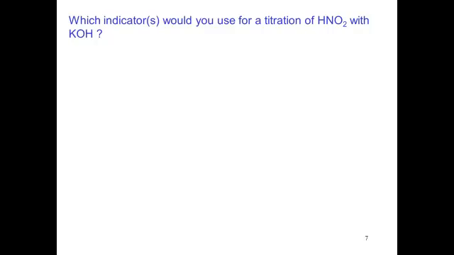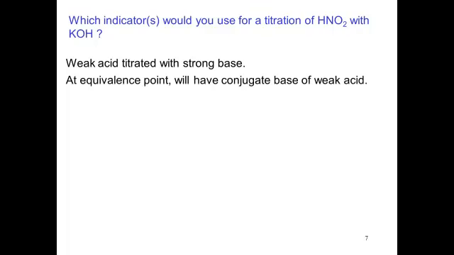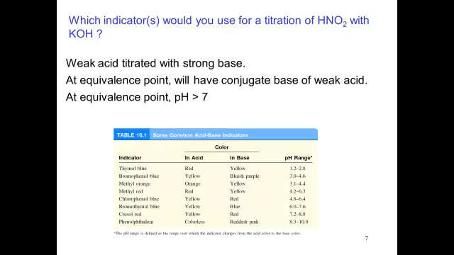Which indicator would you use for titration of HNO2 with potassium hydroxide? It's a weak acid being titrated with a strong base. At the equivalence point, you will have a conjugate base of a weak acid. The equivalence point will be greater than 7. Looking at the table of common acid-base indicators, you can use cresol red or phenolphthalein.